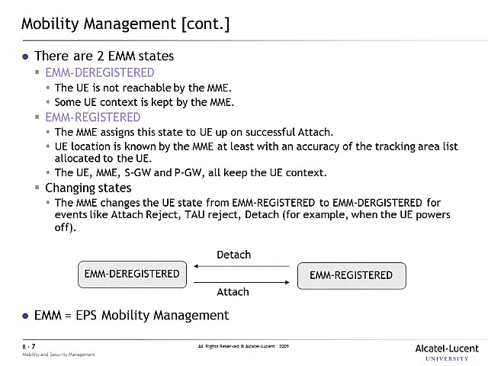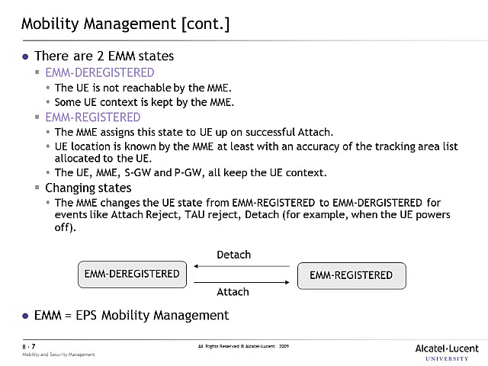So these are the two important states. When you initially switch on your mobile and you perform an attach, you move from being in the EMM deregistered state to the EMM registered state, and when you're in the registered state, the network knows you at tracking area level.